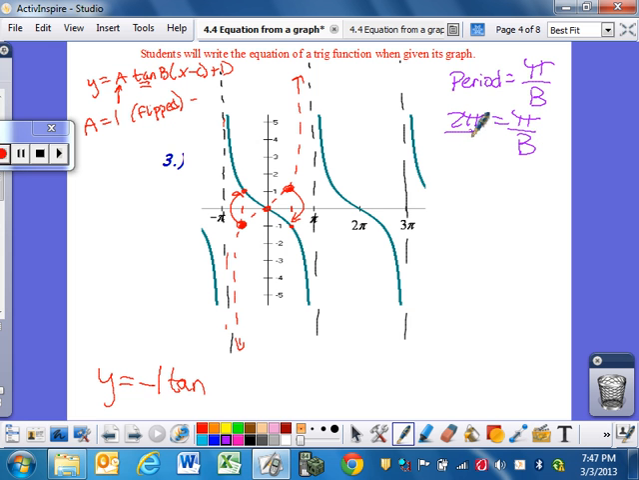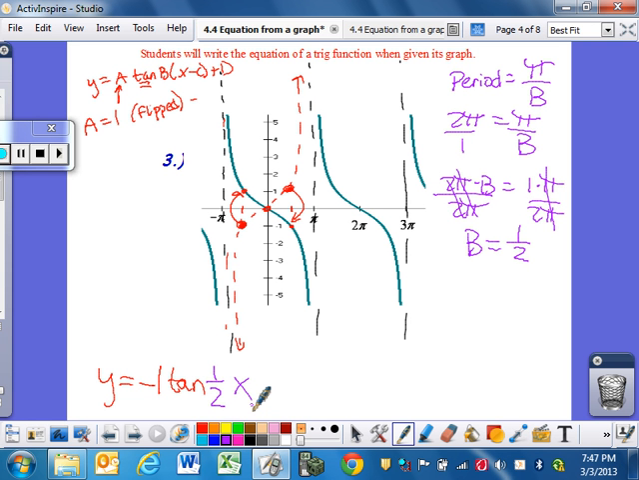Now what does that make my b value? So I'm going to cross multiply. 2 pi times b equals 1 times pi. And then I'm going to divide 2 pi out. So they're all gone. B equals, pi's are gone, I'm left with 1/2. So I know that my B value is 1/2 x.